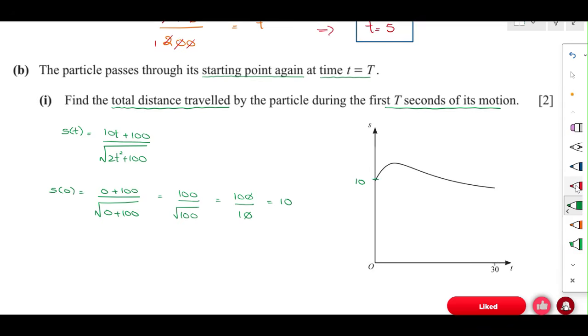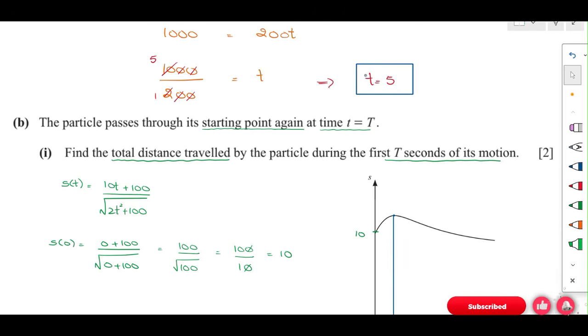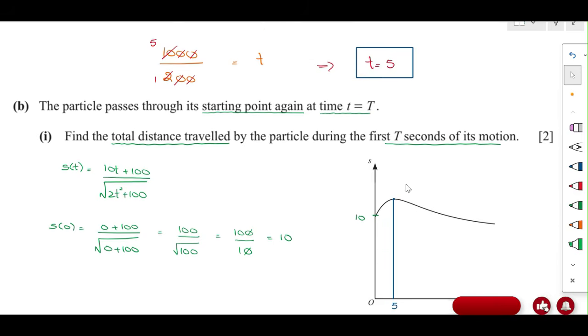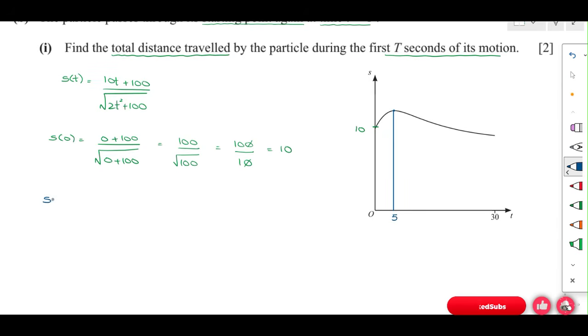Okay, now we need to figure out the maximum. As we know, the displacement is maximum when the time t equals 5. We have done this. When the time t is 5, the displacement is maximum. So what is the displacement at t equals 5? So the displacement at 5 we need to calculate. So (10 into 5 + 100) whole divided by the square root of (2 times 5 squared + 100). Let me simplify this.